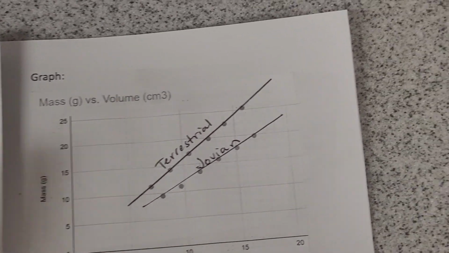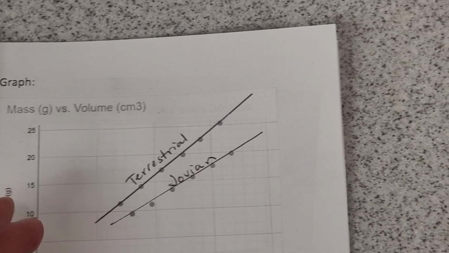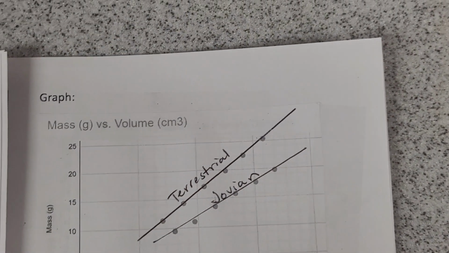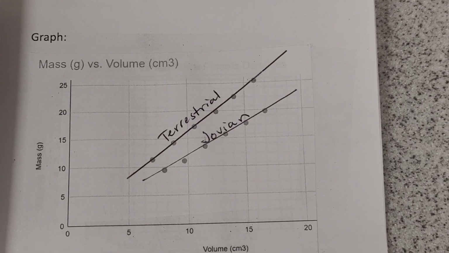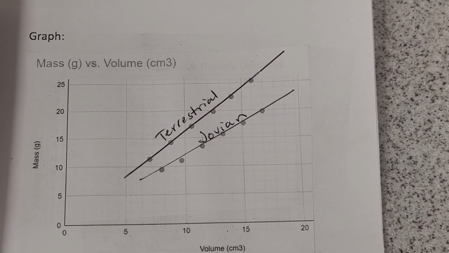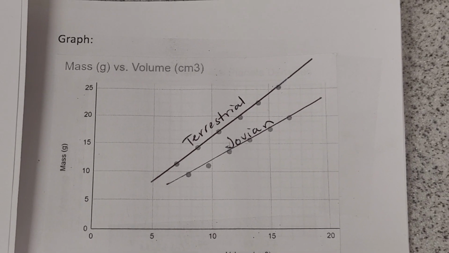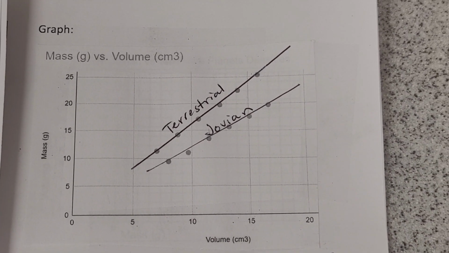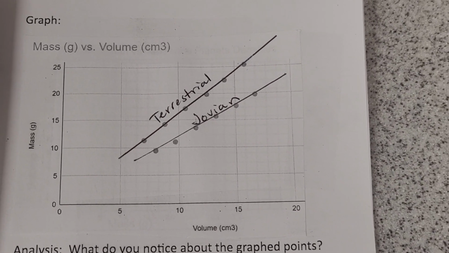Thank you, Julie. So once you're done, your data table, you're going to plot your points. And when you plot your points, you should see two lines. One line is going to be your terrestrial planets, and one line is going to be your Jovian planets. So graph your dots, see if you can't see those two lines. And those two different lines represent the two different densities.